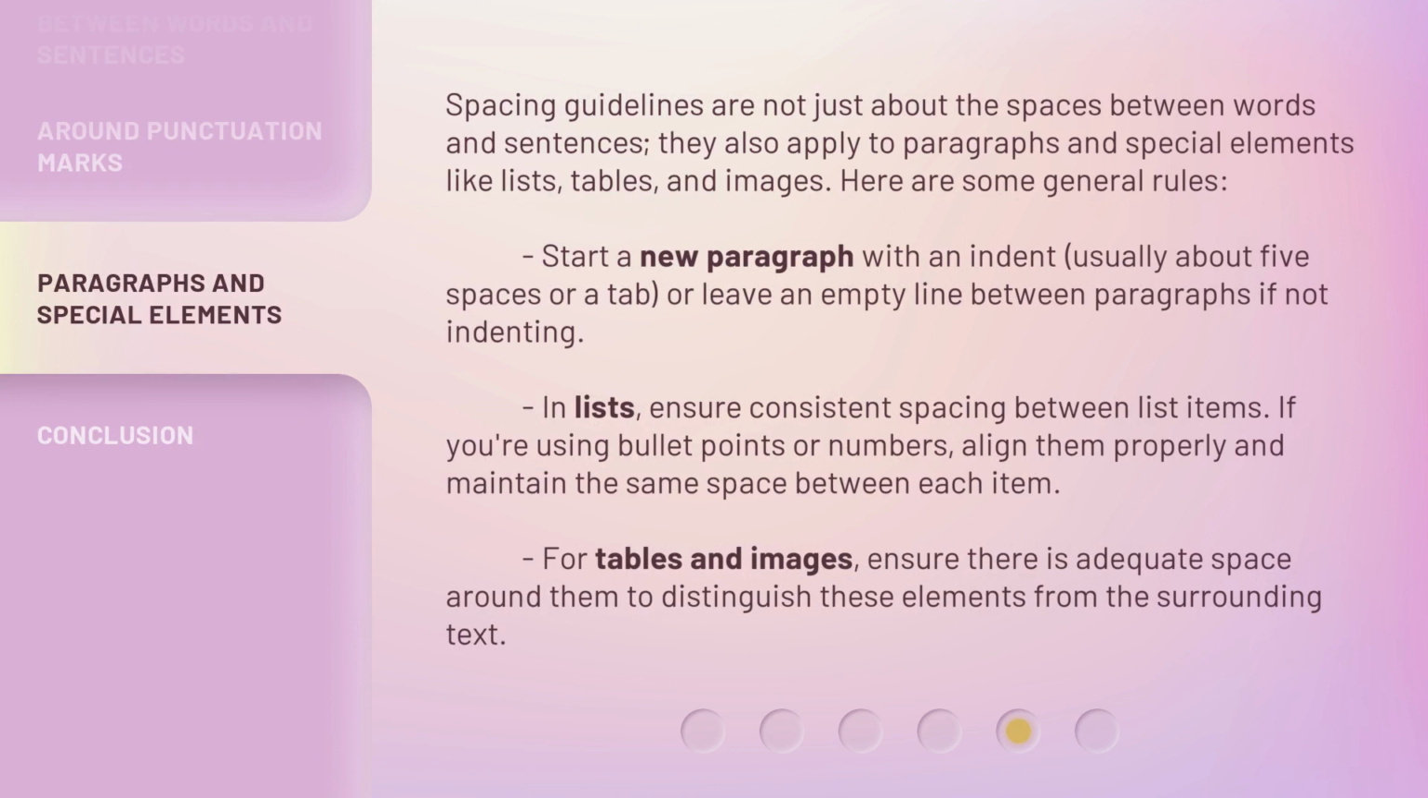Spacing guidelines are not just about the spaces between words and sentences. They also apply to paragraphs and special elements like lists, tables, and images. Here are some general rules. Start a new paragraph with an indent, usually about 5 spaces or a tab, or leave an empty line between paragraphs if not indenting. In lists, ensure consistent spacing between list items.